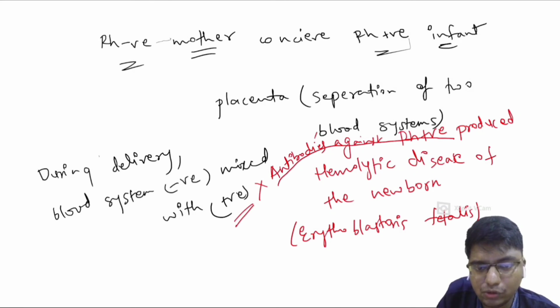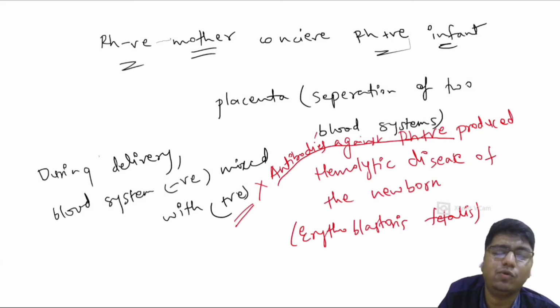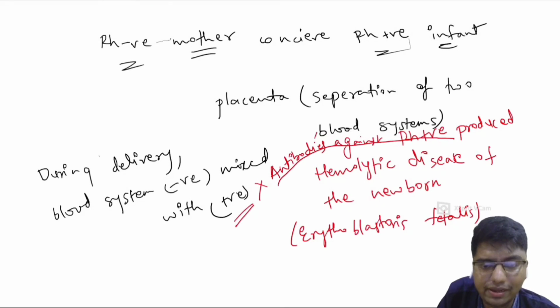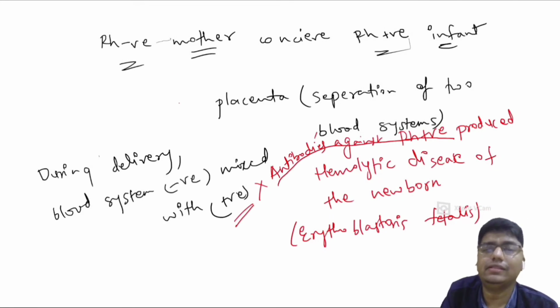So to avoid this, what is done? To avoid this, antibodies are injected into the mother's body. Antibody preparations are injected after delivery, within 72 hours, to prevent the risk of hemolytic disease of the newborn. Okay, so that is the whole case, right? To summarize, I will tell you in the next slide.